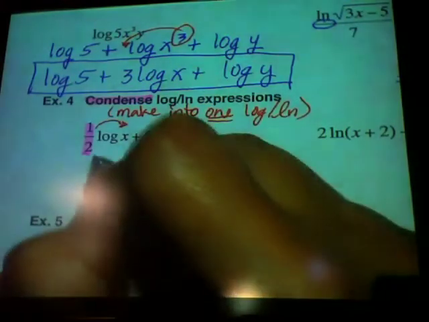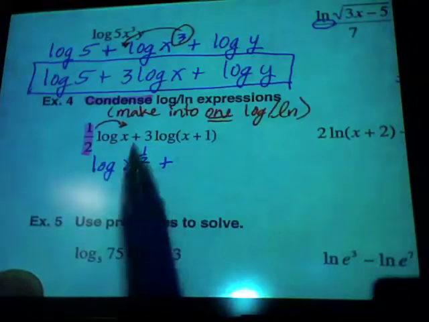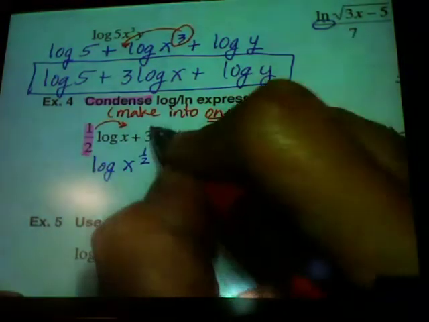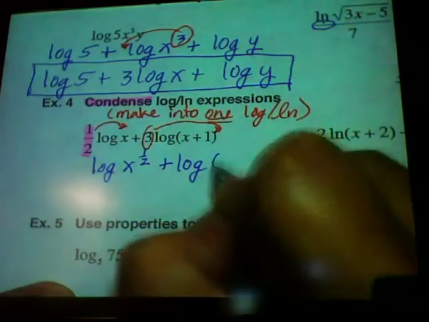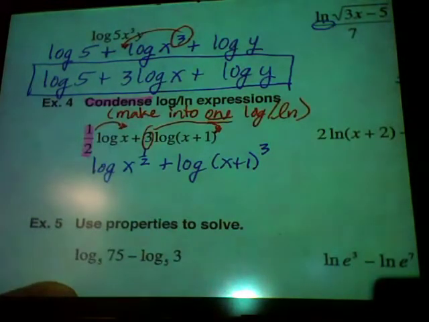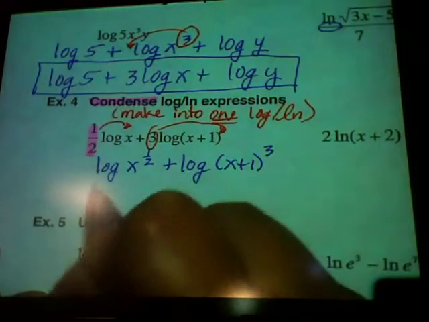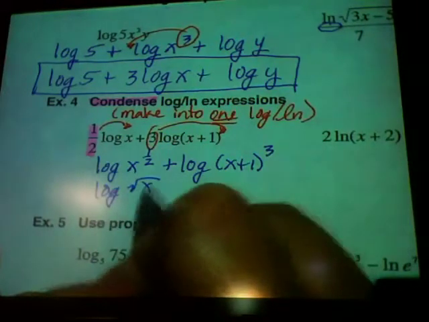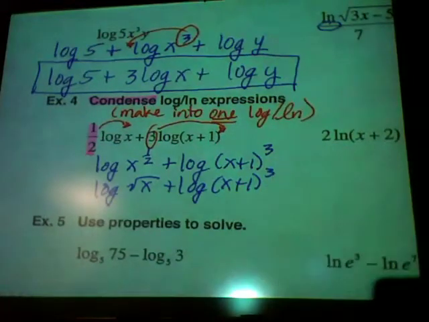So do it in pieces. I have log of x raised to the 1/2 plus, and then this 3 right here gets swung back up to here, plus log, and in parentheses, x plus 1 raised to the 3. So then we have to take this out of exponential form if we can, which we can. What does x to the 1/2 really mean? Square root of x. So this is log the square root of x plus log x plus 1 to the 3rd power. We really wouldn't change that.